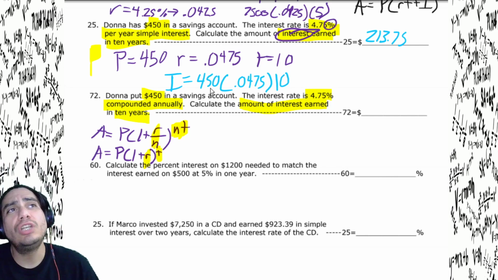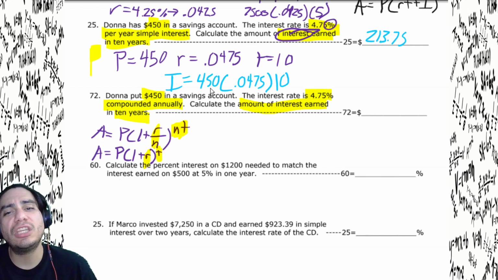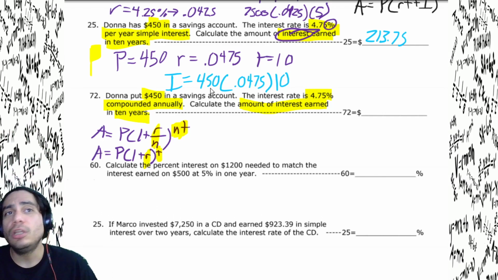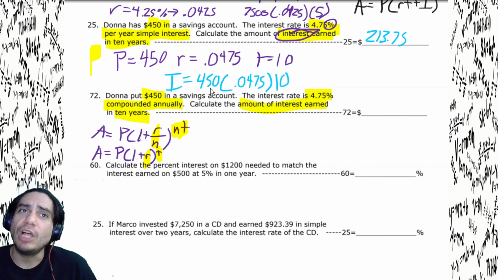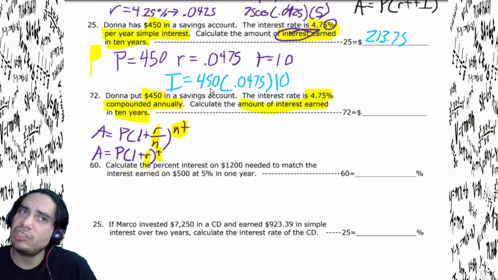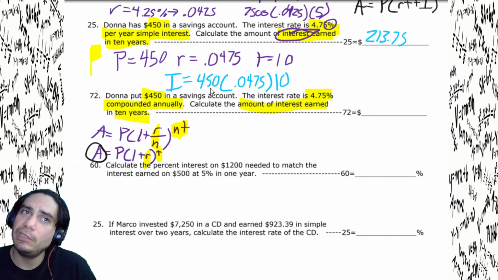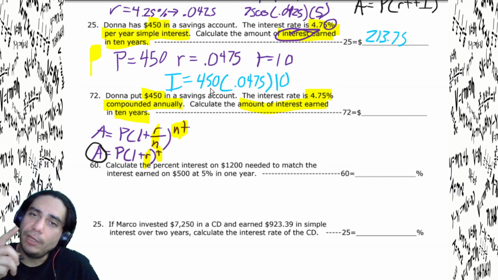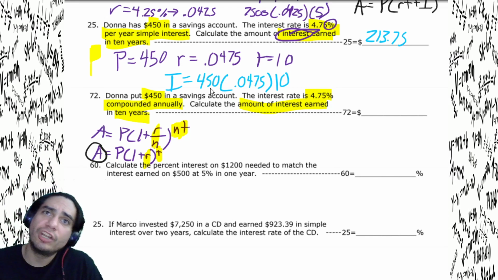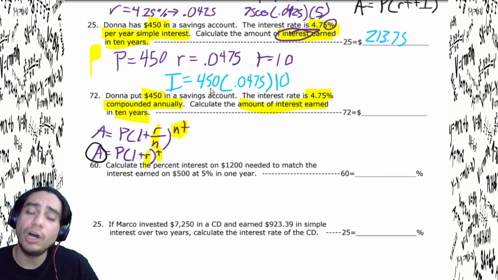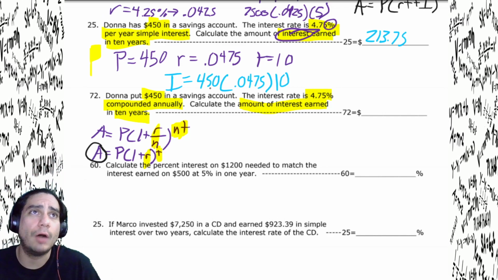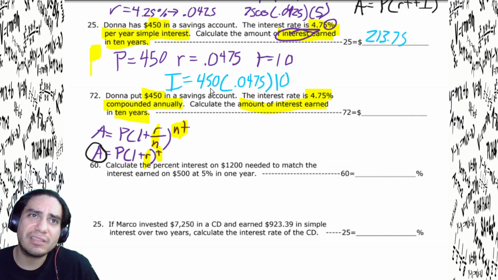So if you really get good with your memorization, if you really get good with deriving formulas, you could use the second formula automatically. But I want you to notice something here. The second formula doesn't solve for interest. It only solves for the accrued amount, the total accumulated amount in the account. So let's go ahead and get this started.